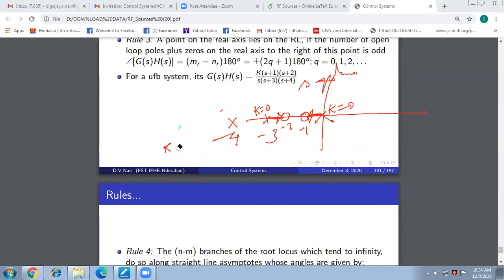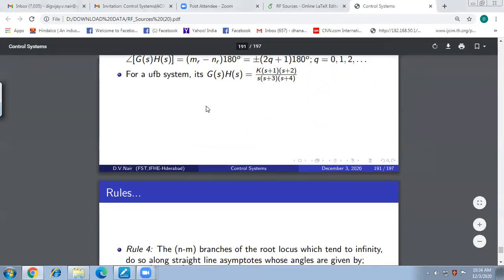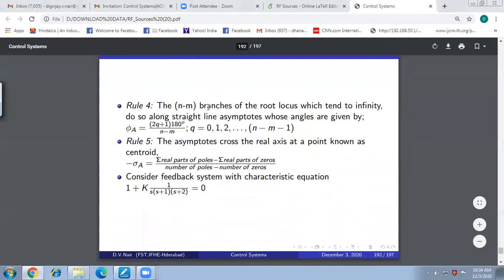So once we are done with this, next let us quickly go to the next rule. Till now we have almost discussed, right? The next rule states that the number of branches of the root locus that tend to infinity do so along some asymptotes whose angles are given by this particular expression, where q is an integer that starts with 0 and ends with n minus m minus 1. So, the number of branches that terminate at infinity.